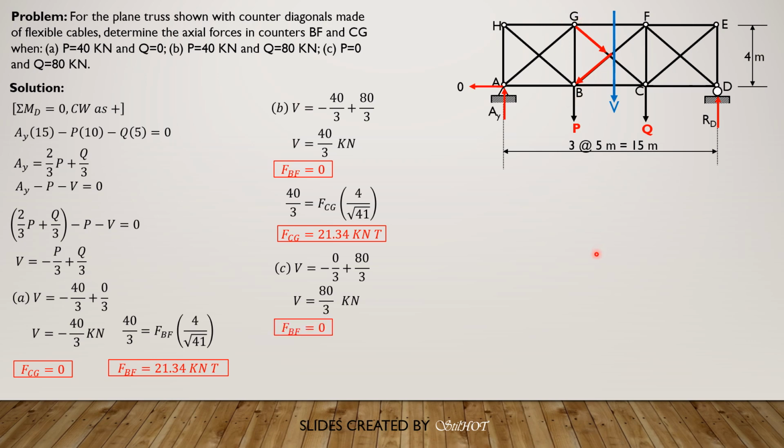So FBF is 0, and FCG, the vertical component of FCG, which is FCG times 4 over square root of 41, is equated to 80 over 3. Solving for FCG, FCG is 42.69 kilonewtons tension. So that's it for this problem here.